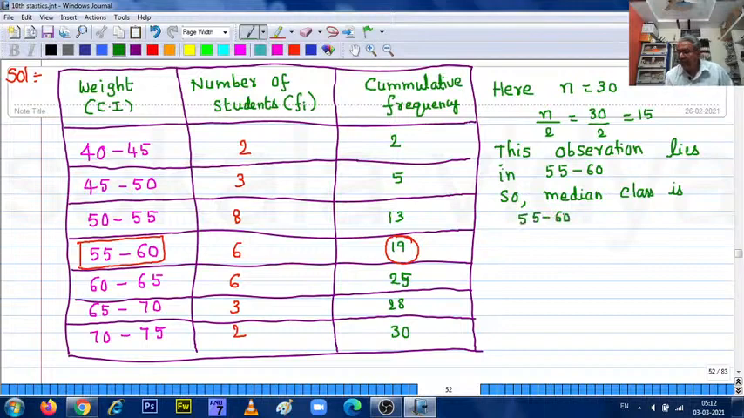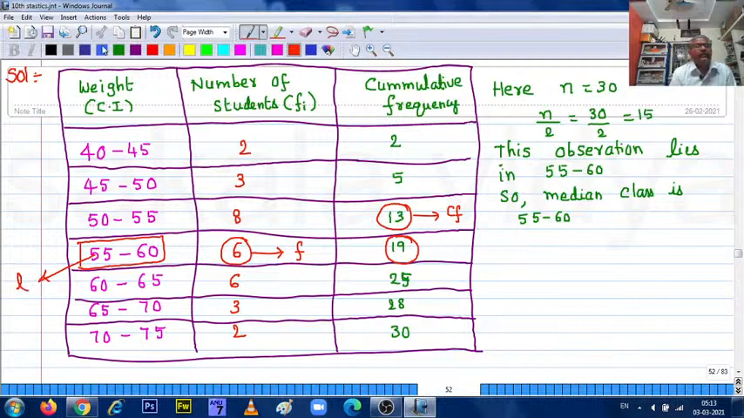Okay. So now write down. This is CF. CF means cumulative frequency. This is called F, the frequency of the median class. This 55 is called L.